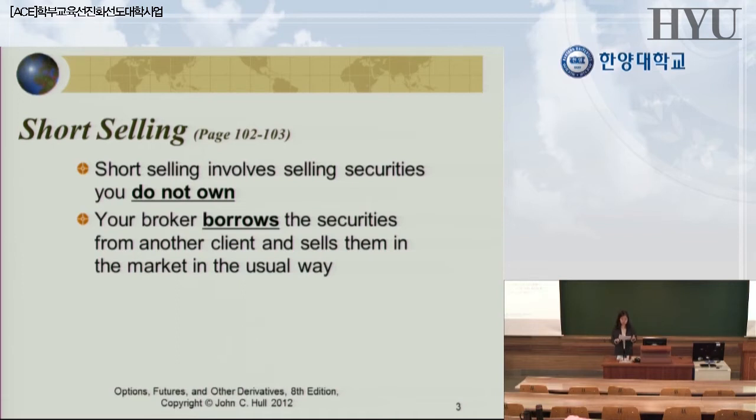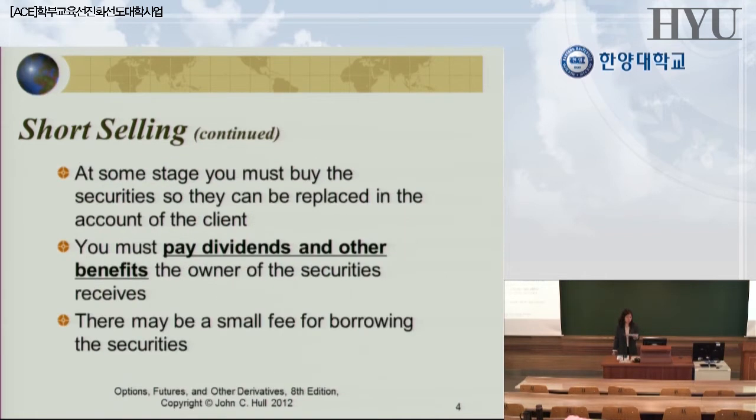If you instruct a broker to short sell, your broker borrows the securities from another client and sells them in the market in the usual way. At some stage, you must buy the securities so they can be replaced in the account of the client. You must pay dividends and other benefits that the owner of the securities receives.